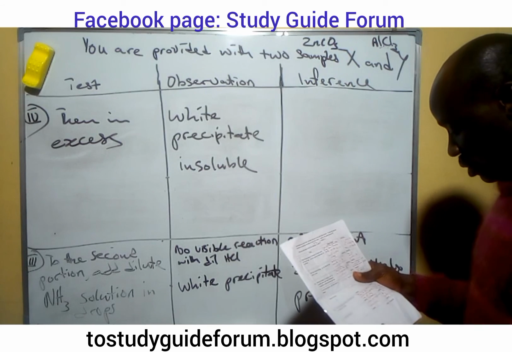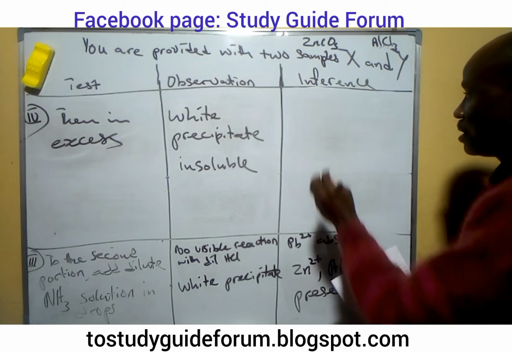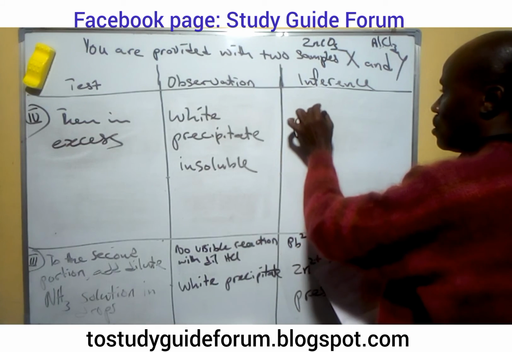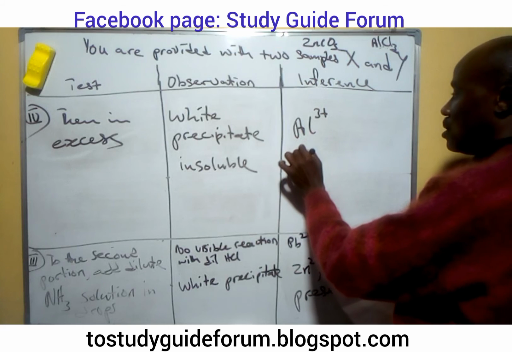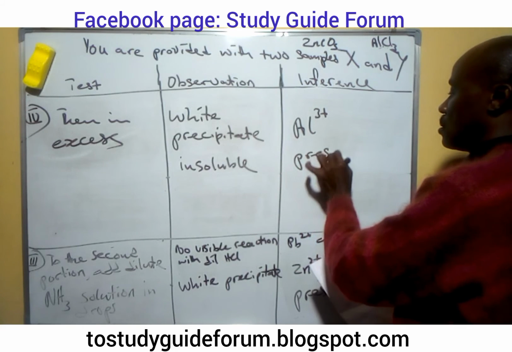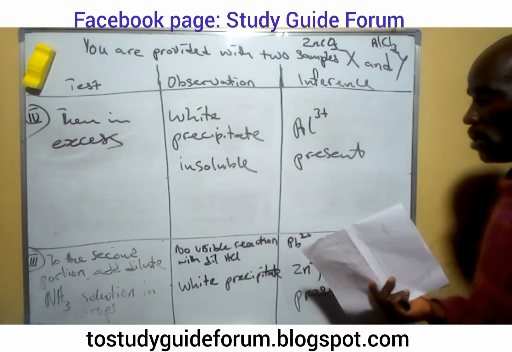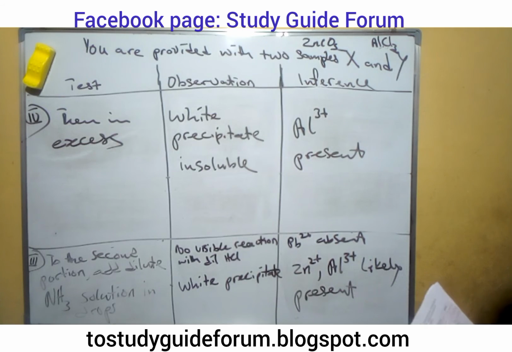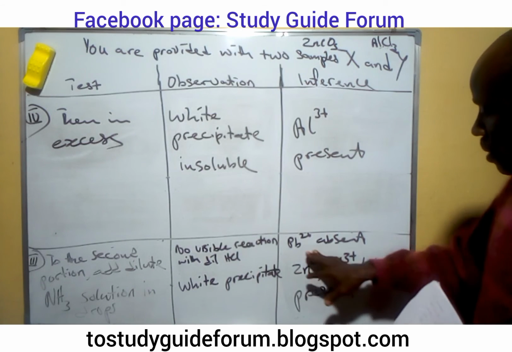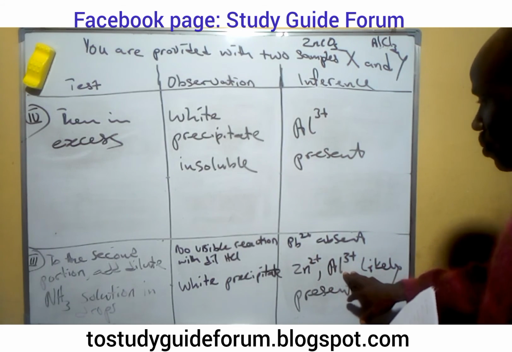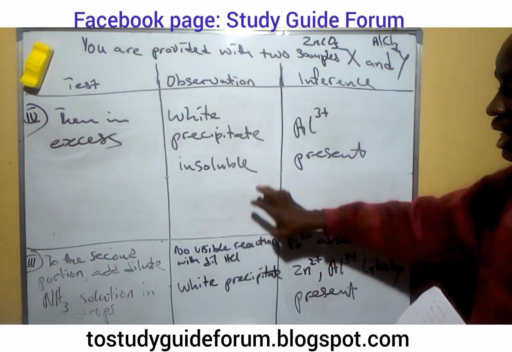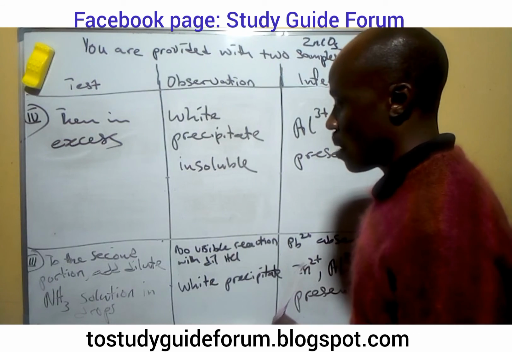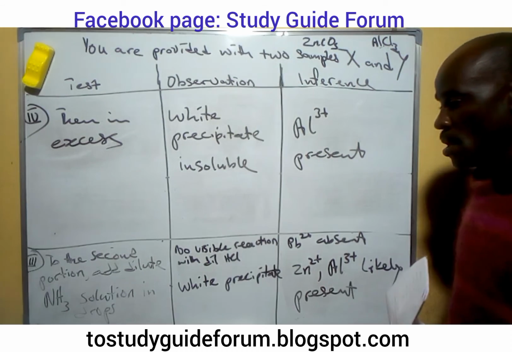It will remain in the mixture there. That means since it remains, it means that aluminium ion is present. Note, lead and aluminium will give you the same white precipitate, which is insoluble in excess ammonium solution.